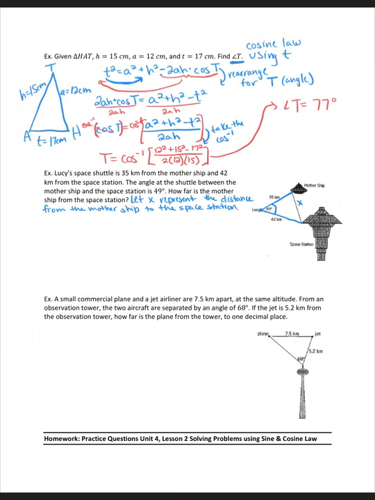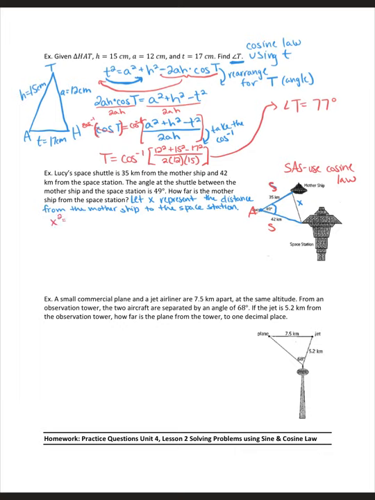Okay, so we have here a side. Let's use a different color. We have a side, an angle, and a side. So side, angle, side means we're going to use the cosine law. We're trying to find that side length x, so let's make sure we represent that accordingly.